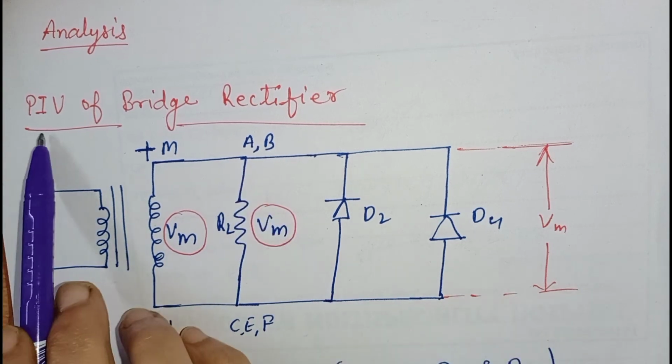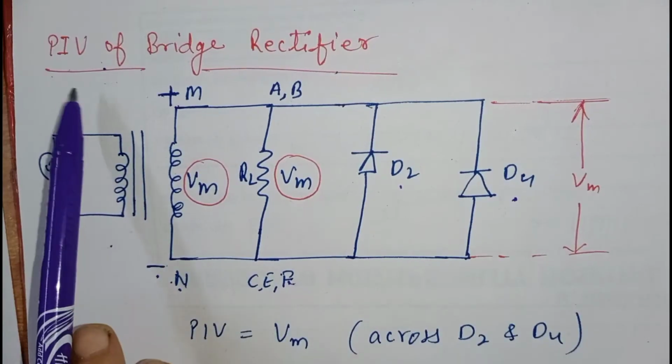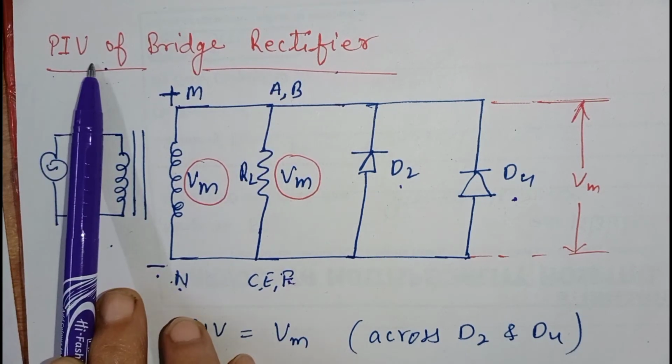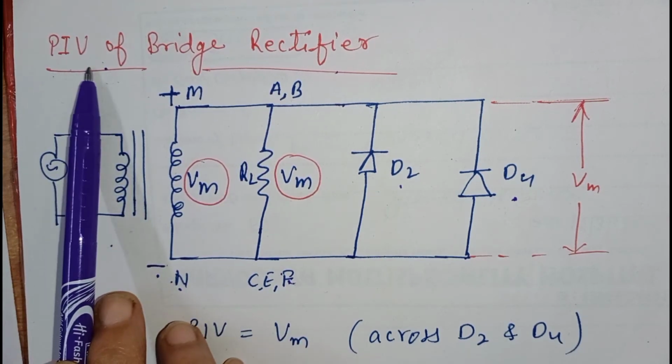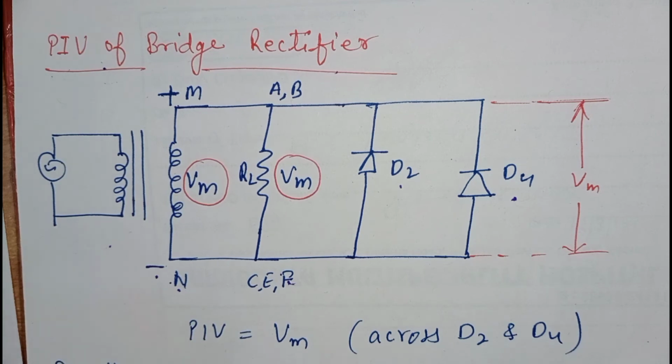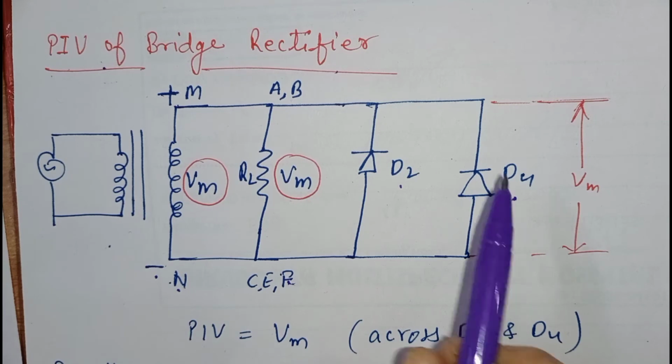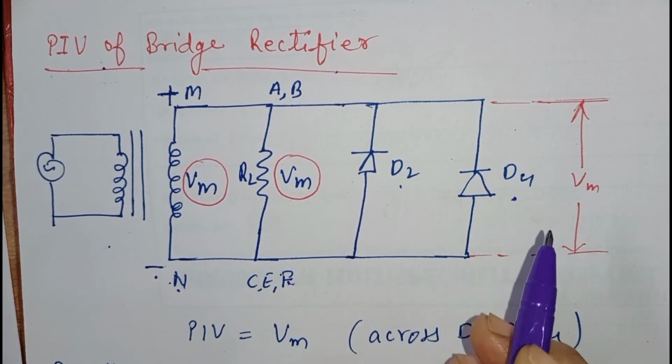The only difference is of PIV. Here I will explain to you the PIV of the bridge rectifier. PIV is the peak inverse voltage and this appears when a diode is reverse biased. So this voltage must not exceed the rated PIV of the diodes.